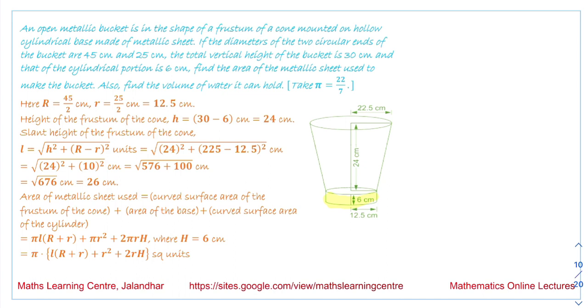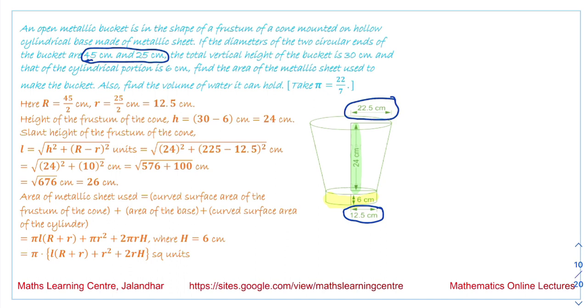If the diameters of the two circular ends of the bucket are 45 centimeter and 25 centimeter, so the radii are 22.5 centimeter and 12.5 centimeter. The total vertical height we have is equal to 24 centimeters.